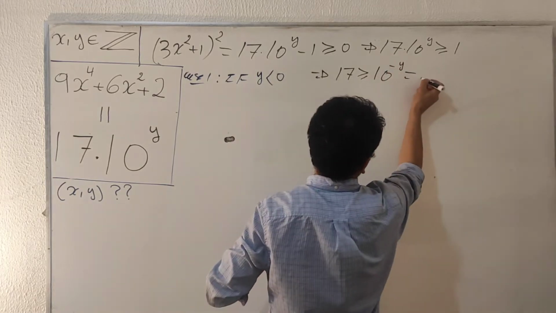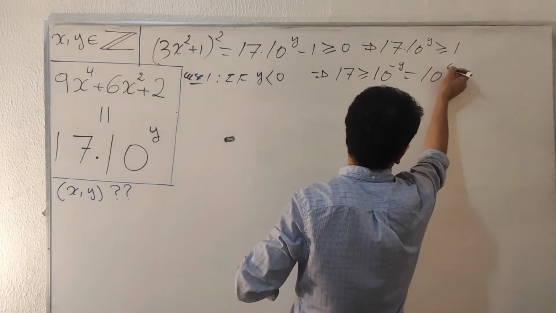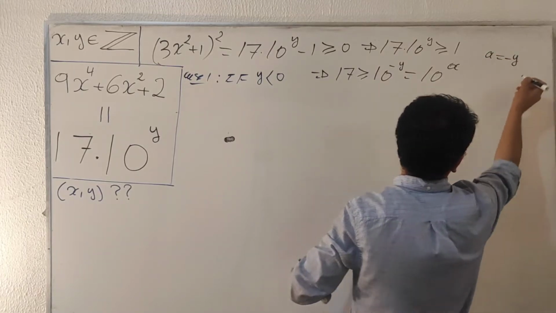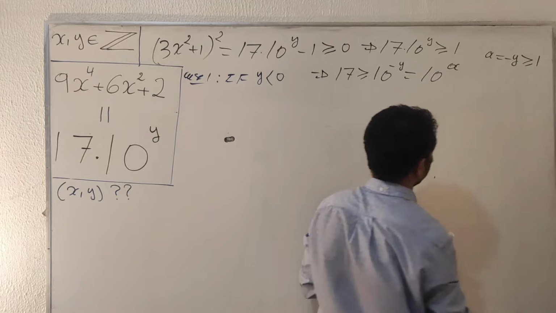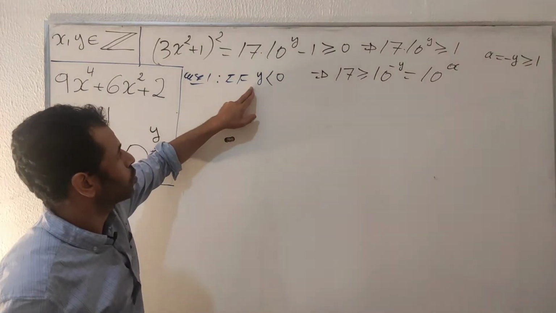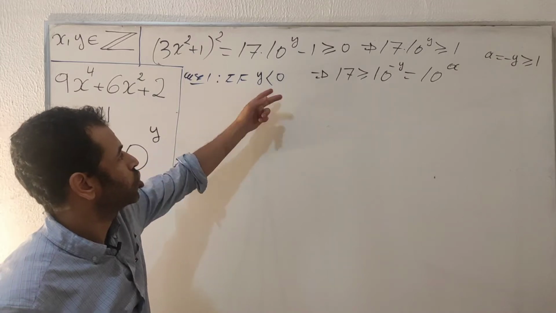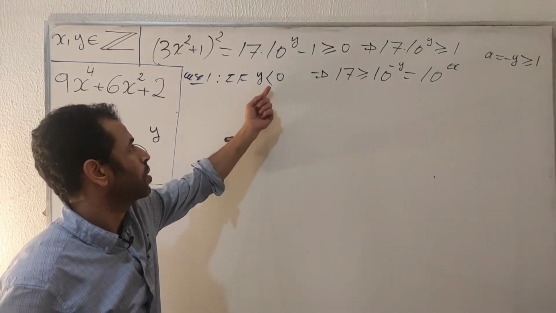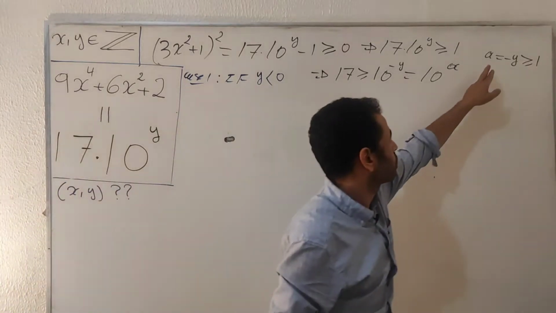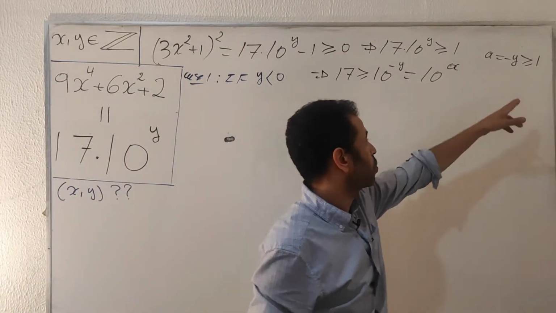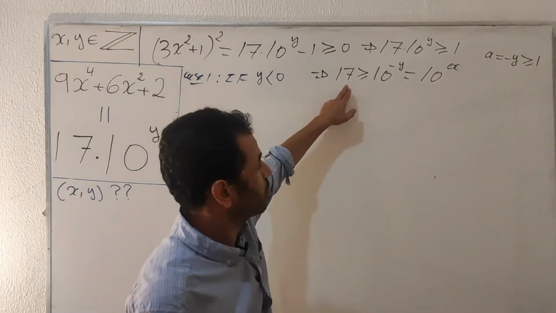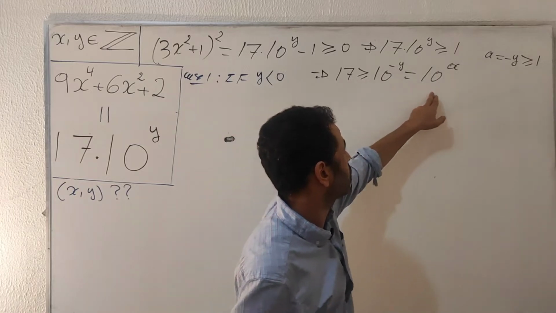Let's go through the substitution. Let's put this in the form of 10 to the a, where a equals minus y, which is greater than or equal to 1. Why is this greater than or equal to 1? Because if I multiply by a minus sign here, I get minus y is strictly greater than 0. In other words, minus y is greater than or equal to 1, which equals a. But a in this case is greater than or equal to 1. If a equals 1, this inequality is true because 17 is bigger than 10.